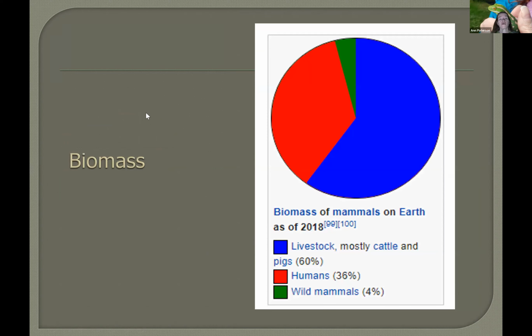And this is biomass. This is just astounding to me to look at. Biomass of mammals on Earth as of 2018. Look at the biomass of livestock and humans compared with wild mammals. That is just striking. And it's stunning, really, when you really think of what that means in terms of our natural world and what's out there and how it's being affected by humans and by human activities.